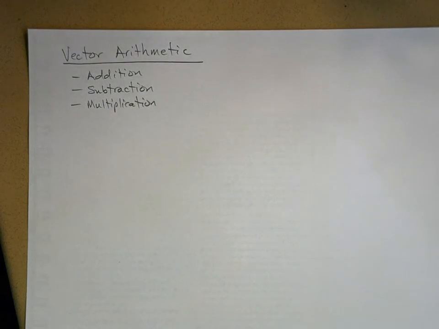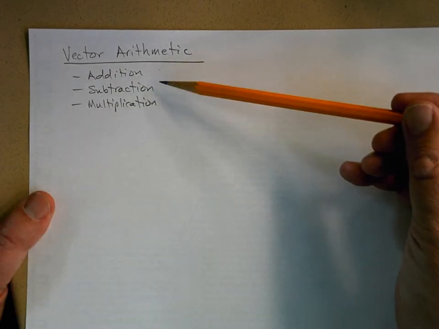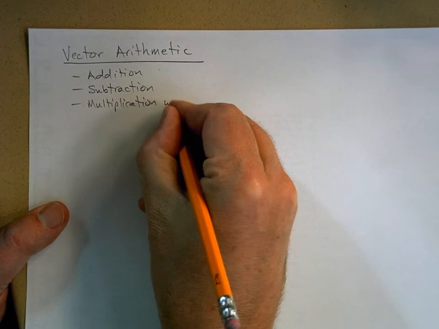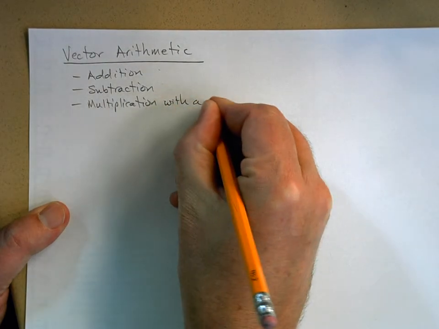We're going to do a new kind of arithmetic. You've learned arithmetic from kindergarten all the way up till now, but now we're going to do the arithmetic of vector quantities. You've done the arithmetic of scalar quantities. Now we're going to do vector quantities. And what we're going to cover today is addition, subtraction, and multiplication with a scalar.